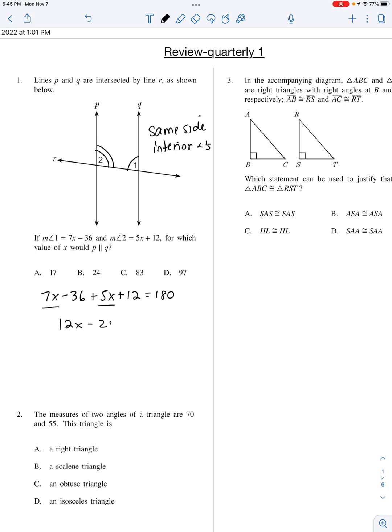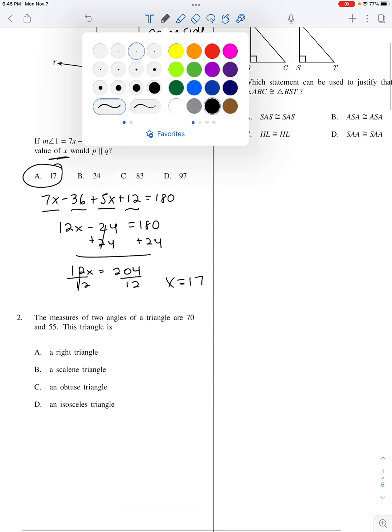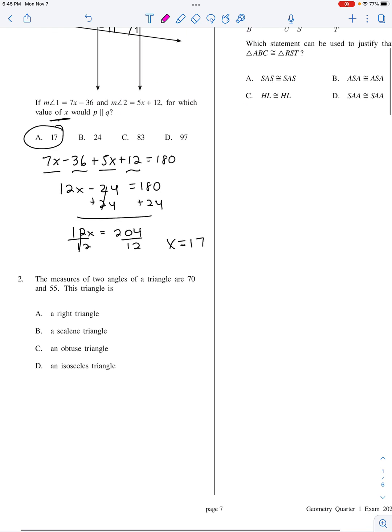So you get 12x minus 24 equals 180. You add 24 to both sides. You get 12x equals 204. And then you divide by 12. 204 divided by 12 is, I think, 17. Yes. So x equals 17. You didn't have to plug in, but it asked for which value of x would make them parallel, so it's A.